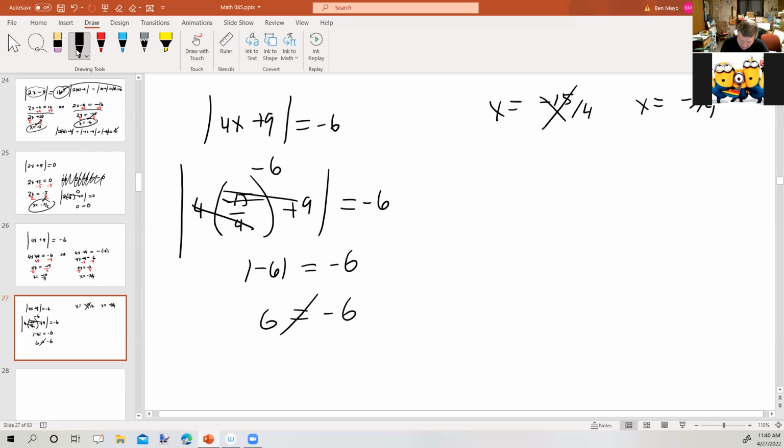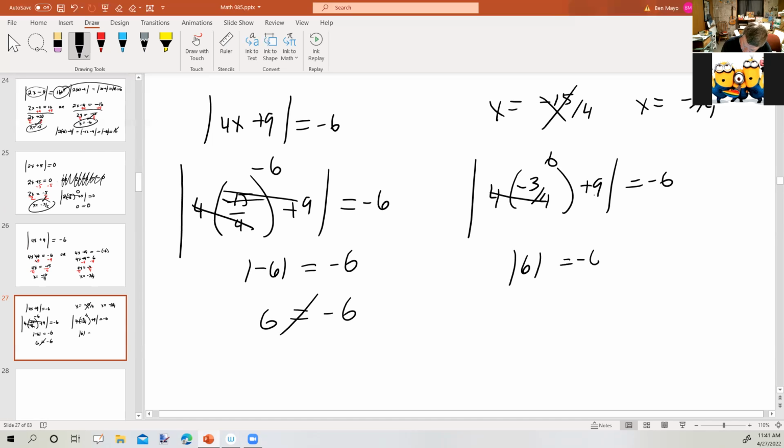See that? All right, let's try the other one, negative 3 fourths. The 4's reduce. Negative 3 plus 9 would be 6. The absolute value of 6 is 6. So no solution. Neither one of them worked.